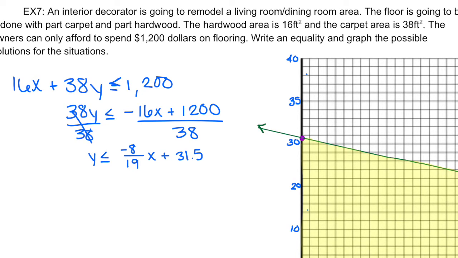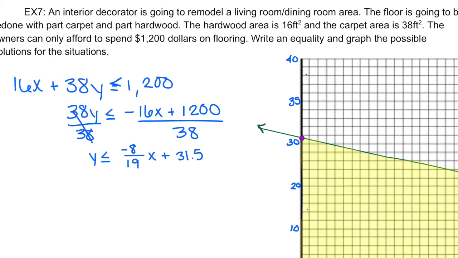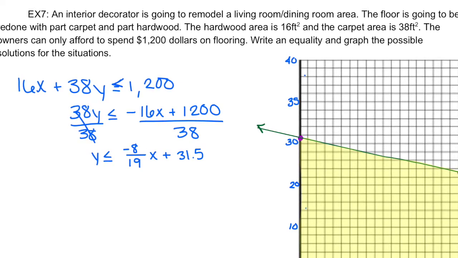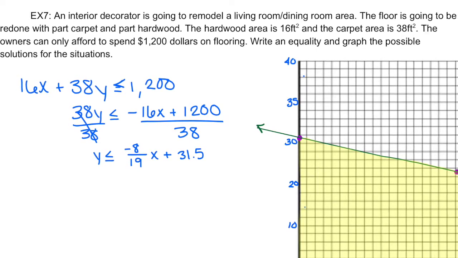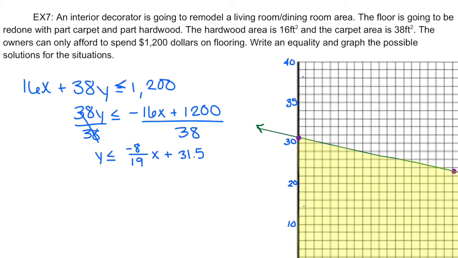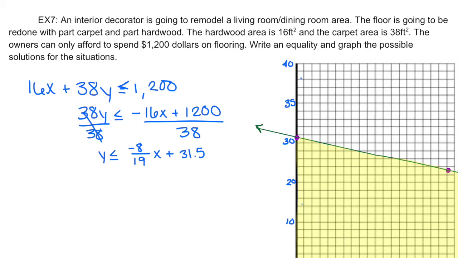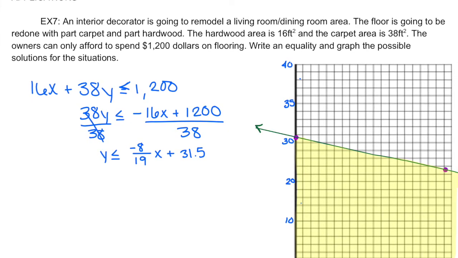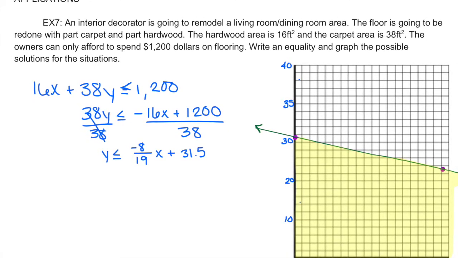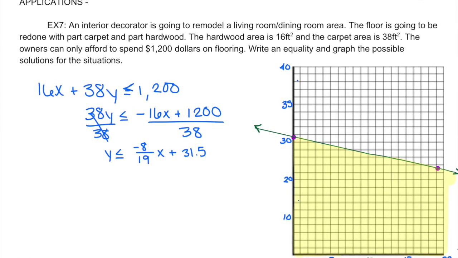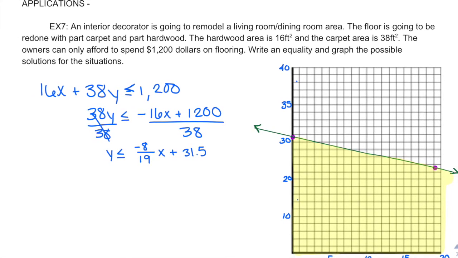Okay, you should see a couple things as you look at my solution. You should see that I have a solid line because it's a less than or equal to symbol, and then you should also see that I shaded underneath the graph. This shows all of the possible options that I can pay for my hardwood and my carpet and still be under $1,200. Let me know if you have any questions about that. Now is the time to ask, but other than that, you should have a good chunk of notes on this.